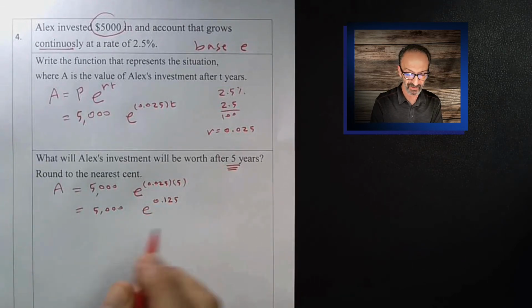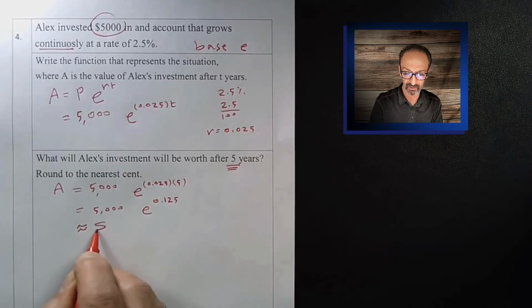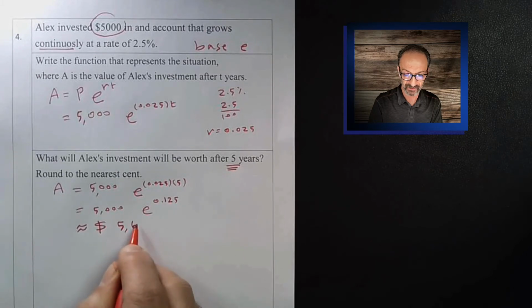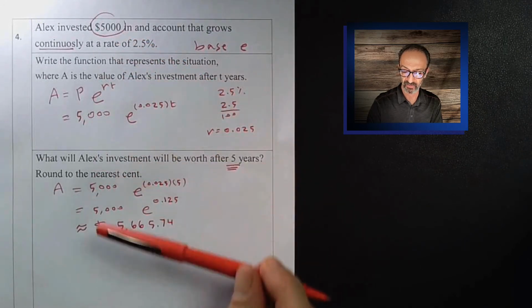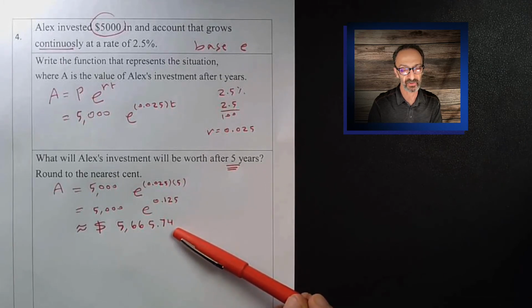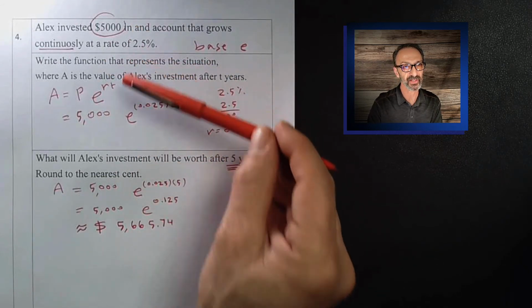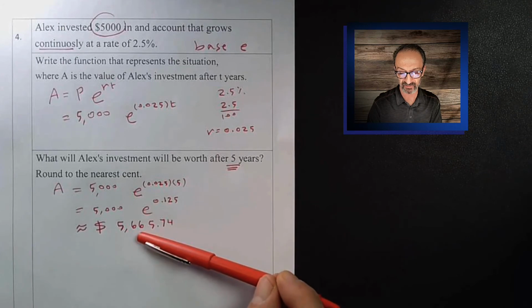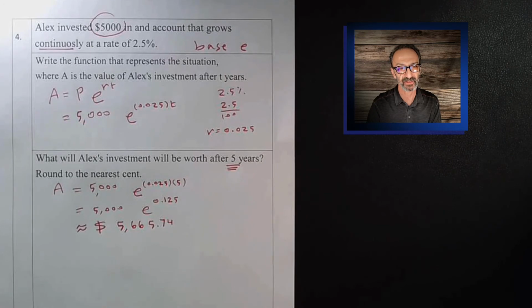which is 0.125. Using a calculator and rounding to 2 digits because we're looking at money, that will be about 5,665.74. So 5,000 became $5,665.74. We always need to look at the numbers to see if it makes sense. Alex is making $665 and 74 cents in 5 years. Okay, that is the continuous growth or exponential function.